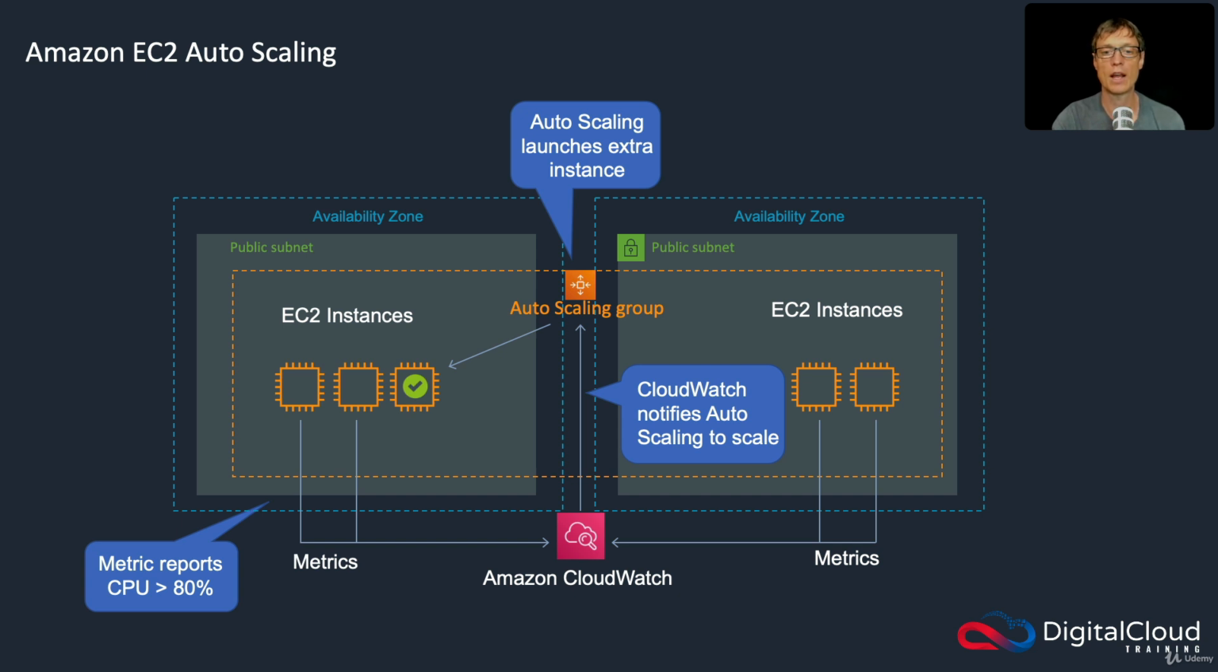Of course, the reverse can happen as well. If the metric drops down again and goes below another threshold, maybe 60%, you can say, let's terminate that extra instance because we don't need it anymore, so we don't want to pay for it. So that's how auto-scaling works, and we're going to go into the console now and launch our first auto-scaling group.